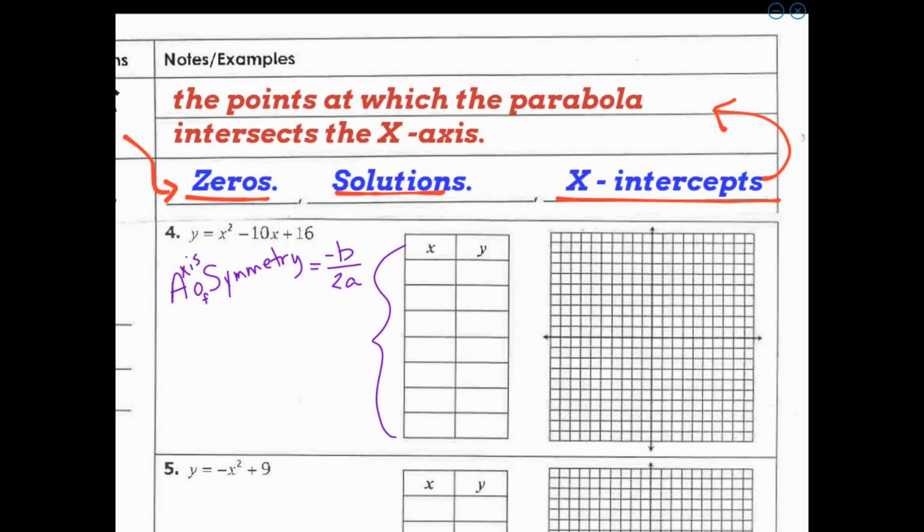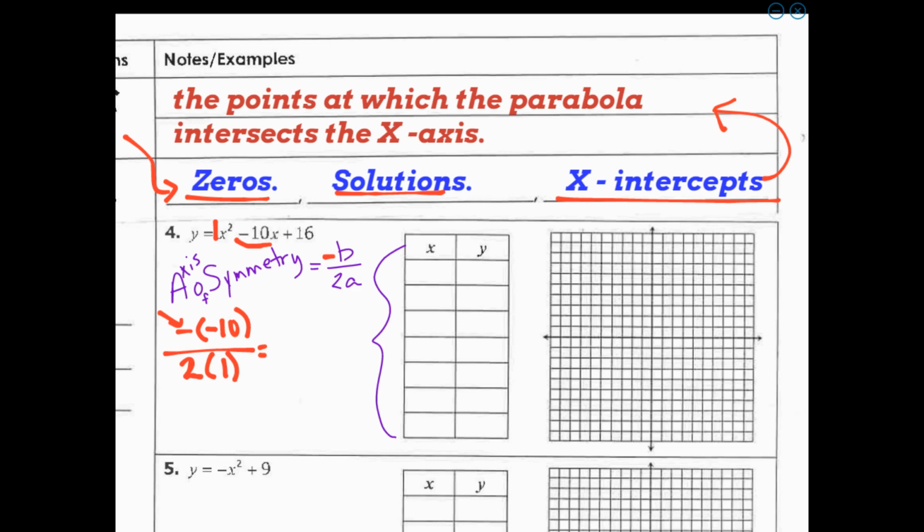So what is my b in this equation? -10. Okay, what's my a? 1. So I've got -10. I have to use the double negative because there's a negative in my equation, so I have to have that first negative out there. And then -10 is what I substituted in as my b, divided by 2 times 1, which is my a.